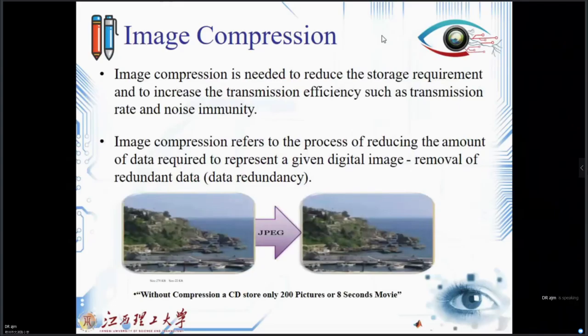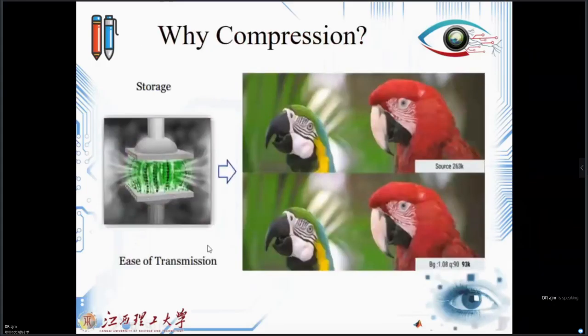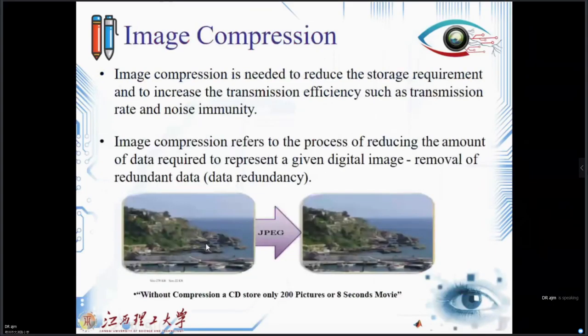Actually, it's needed to reduce the storage requirement and increase the transmission efficiency, such as transmission rate and noise immunity. Image compression refers to the process of reducing the amount of data required to represent a given digital image, or removal of redundant data, or in other words, data redundancy. I brought two pictures here which differ from each other. The first one's size is 270 KB, and the right one, the last one, is 22 KB.